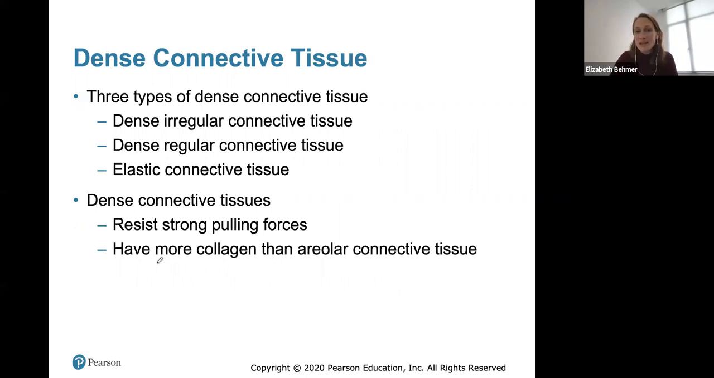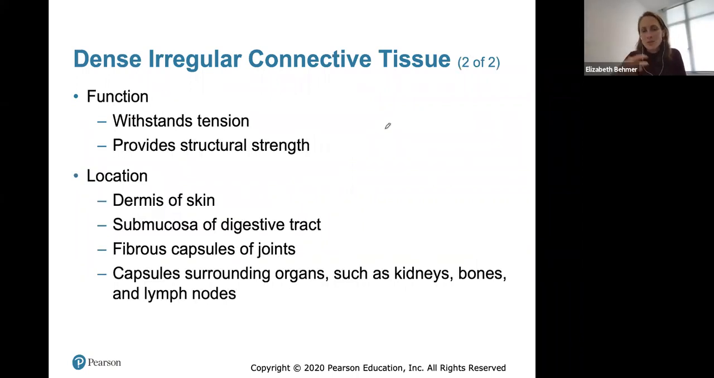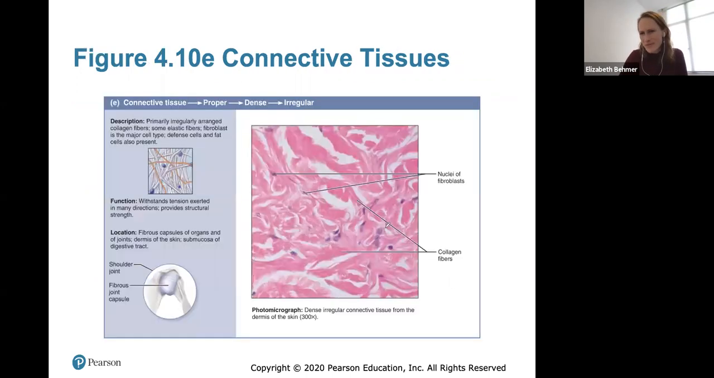Then we have dense connective tissue. There's 3 types: dense irregular, dense regular, and then elastic connective tissue. Dense connective tissues resist strong pulling forces, and they have much more collagen. Dense irregular has the fibers thick and irregularly arranged. The function is to withstand tension and provide structural strength. So we'll find it in the dermis of your skin, some digestive tract, the fibrous capsules around some of the other organs. So this is dense irregular connective tissue with irregular bundles of collagen going every which way.